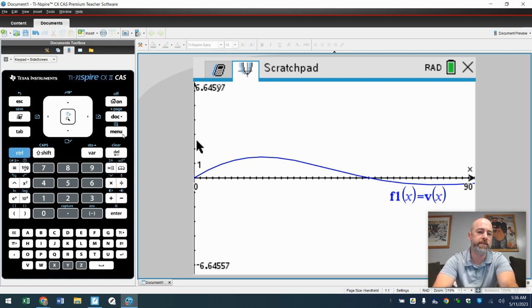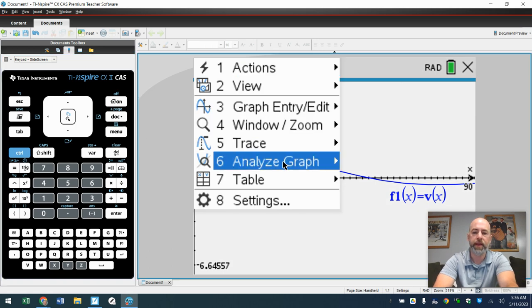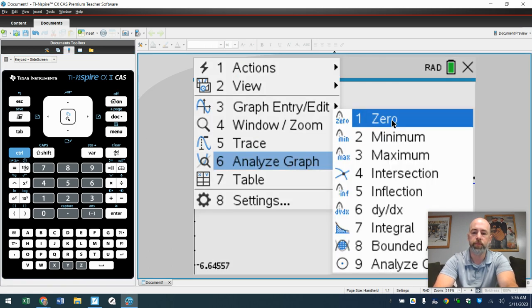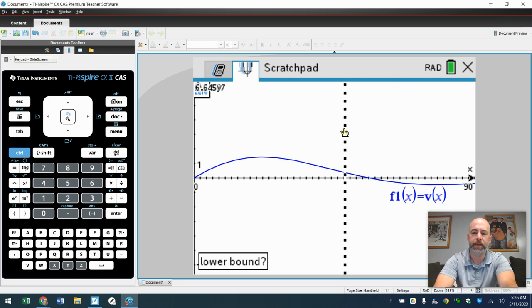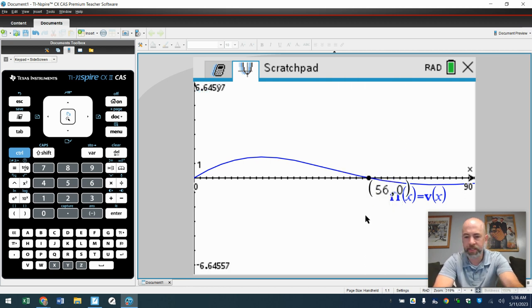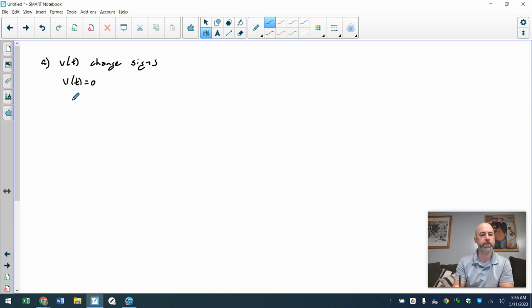I need to analyze those zeros. So menu, analyze, 0. And there is my solution right there. A nice, clean 56, which I guess makes sense because sine of 1 pi would be 0. Okay. So t equals 56. Normally I round my solutions here, but that's a nice integer. So v of t equals 0 at t equals 56.